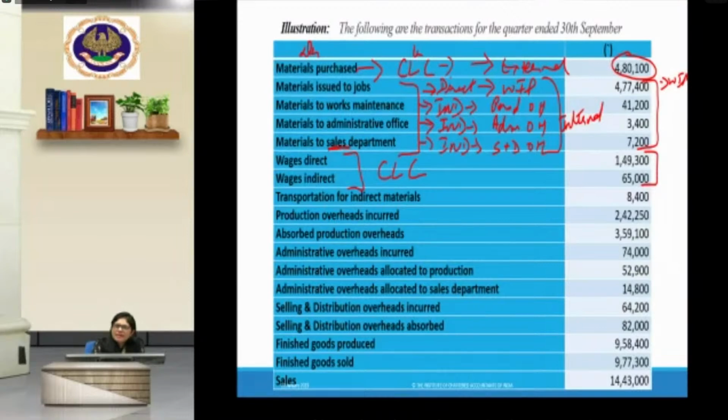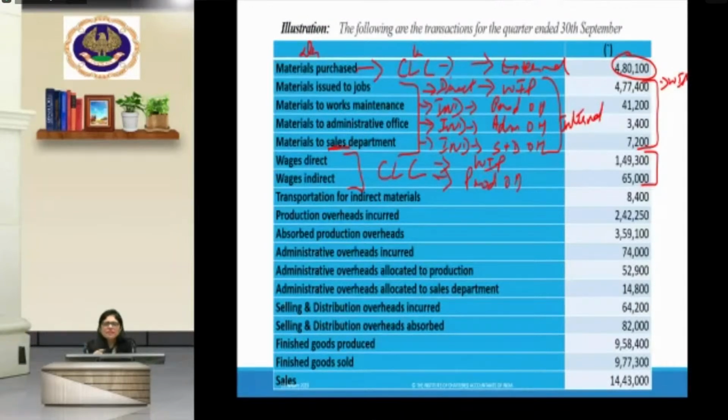Once we have made an entry through CLC, now for the second entry, you transfer the direct to WIP and indirect to production overhead. Clear? So the first entry will be wages control account debit to cost ledger control account, direct and indirect both. You can also add both the amounts and pass one entry. The second entry will be transferring the direct wages to WIP, and the indirect wages to production overhead. So when we are transferring the direct wages to WIP, the entry will be WIP account debit to wages control account. And for indirect, production overhead control account debit to wages control account.